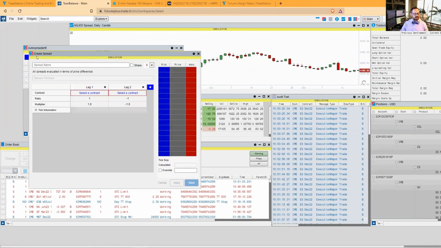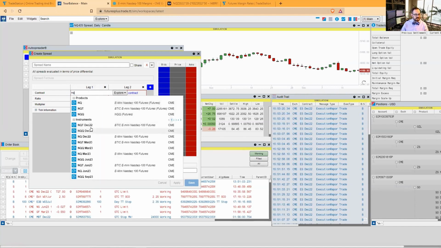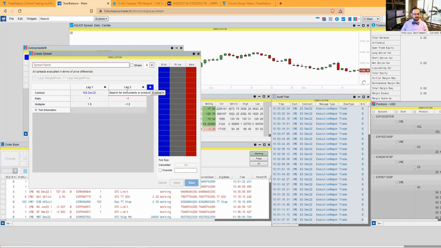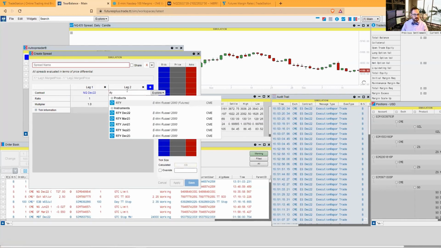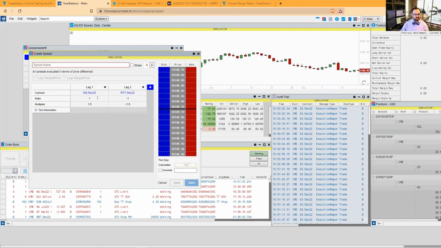So what I can do is create a new spread and I have to select the contracts. So as I was saying, let's do NASDAQ NQ, there it is. And I could select NQ for December. And for the other contract, we can do RTY. See if it lets me do that, December. Now for the multiplier, I am supposed to be doing 2 Russells for every 1 NASDAQ. So there it is, so I can create that. We'll call it NQ RTY spread. Pretty simple to do.